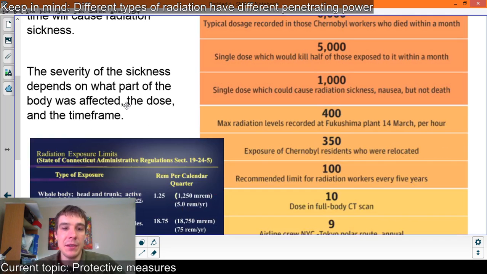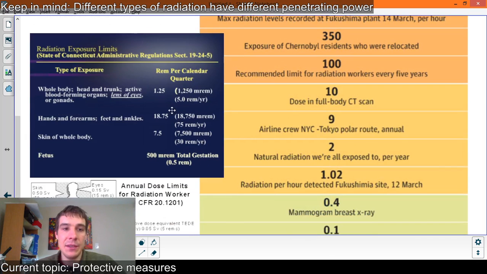The severity depends on what part of the body was affected. So here are a few dosage limits from various places. The state of Connecticut, for example: the whole body, 1.25 rems per quarter or 5 rems per year. But if it's the head, or the hands and forearms, or the feet and ankles, so just the outside, where it's just bone and muscle and stuff, there's nothing really vital in there, nothing where cancer is really going to screw you up. Also, they regenerate a lot. It's like 20 times more, right?